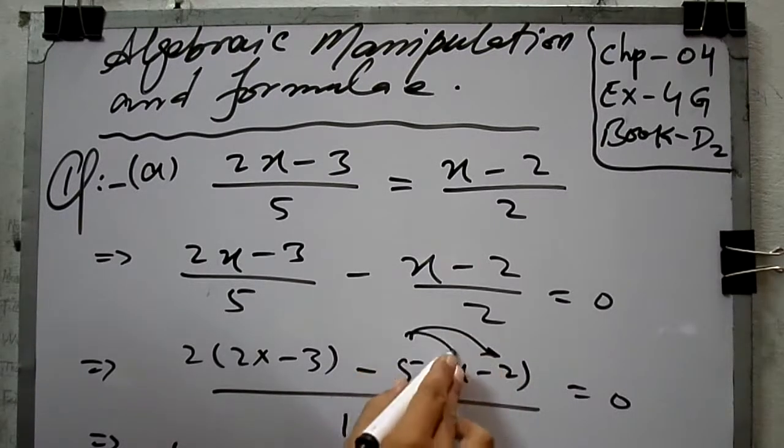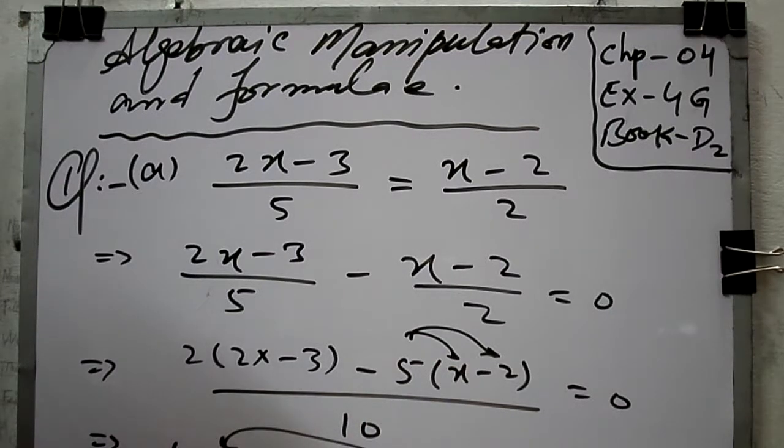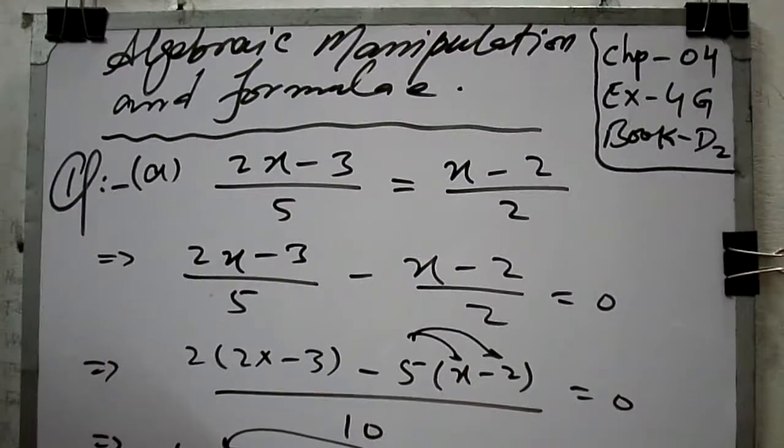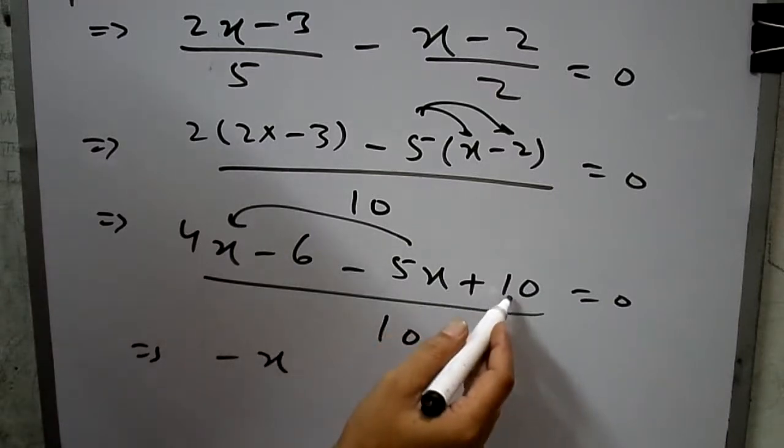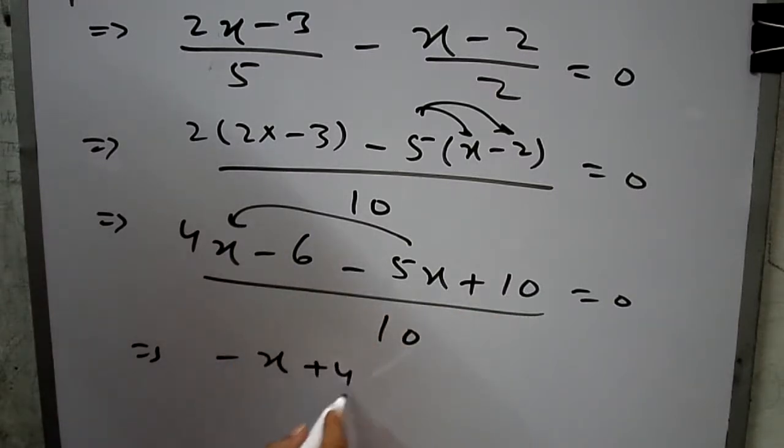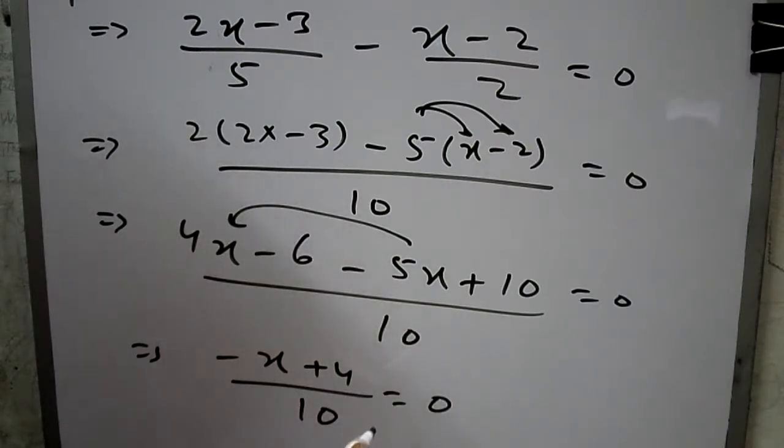So when you multiply this term with this one, similar terms will be added and subtracted, so you will get minus x, and 10 minus 6 means plus 4, divided by 10 is equal to 0. By using cross multiplication you will get 0 again, because 10 multiplied by 0 you will get 0, so minus x plus 4 is equal to 0. So it means the value of x is minus 4.